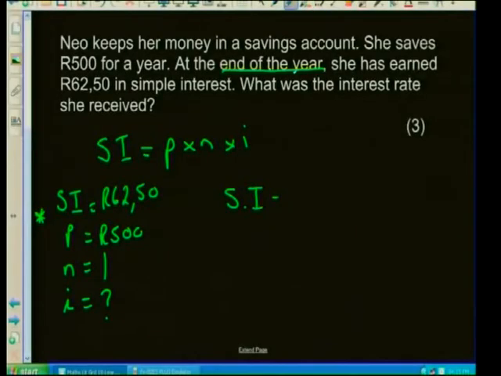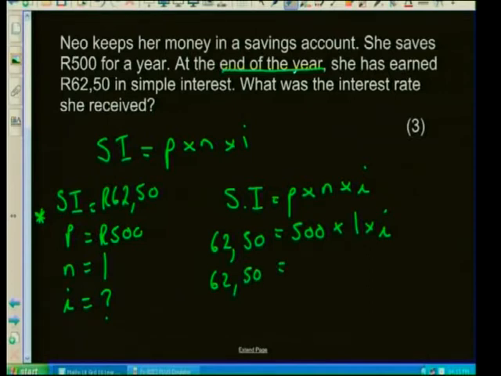So let's start with this equation, and we're going to say, right, simple interest is equal to P times N times I. The simple interest I know is 62 rand 50. The P I know is 500. The N I know is 1, and the I is what I'm trying to calculate. So I've got 62.5 equals. What is 500 times 1? We know it's 500. Well, I hope you know that. Okay? 500 times 1, 500.